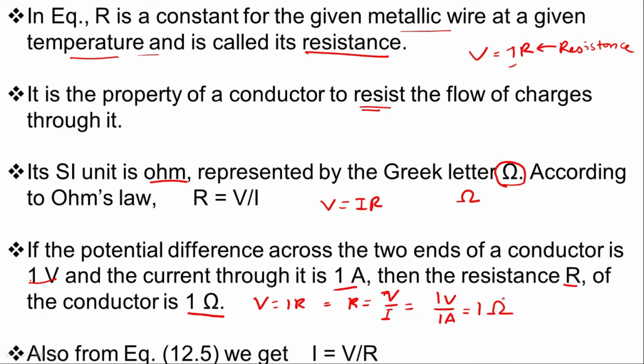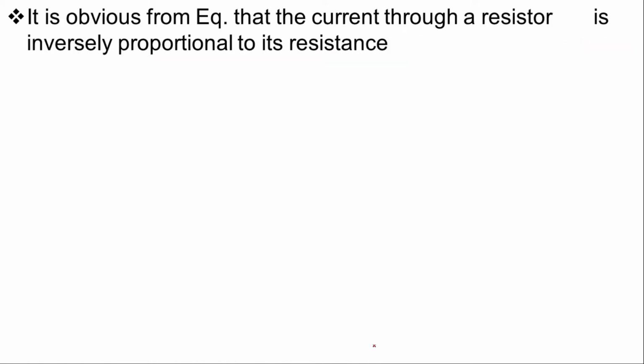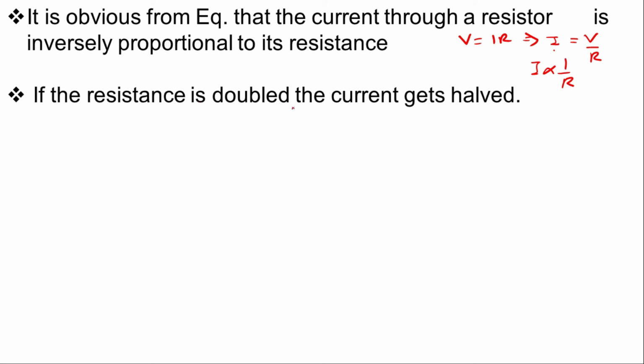Also from the equation V is equal to IR, we can write I is equal to V by R. So it is obvious from the equation that the current through a resistor is inversely proportional to its resistance. As we have seen, V is equal to IR and I is equal to V by R, so current is inversely proportional to resistance. If the resistance is doubled, the current is halved.